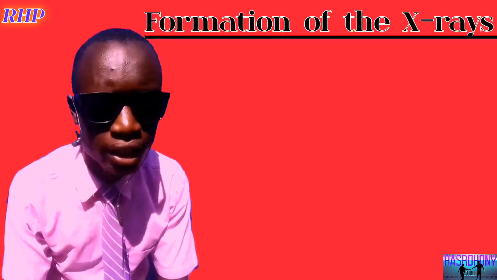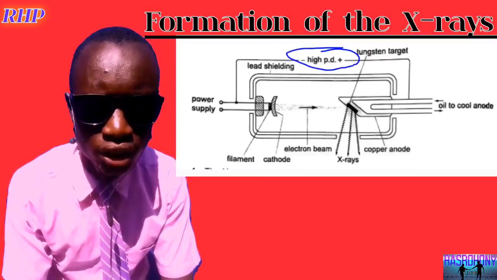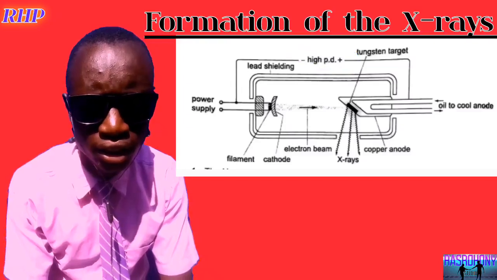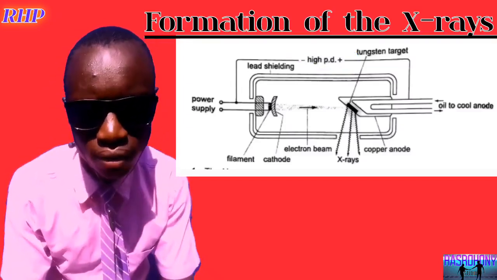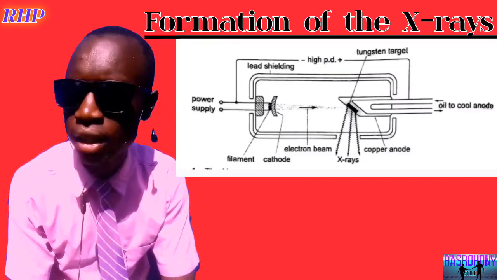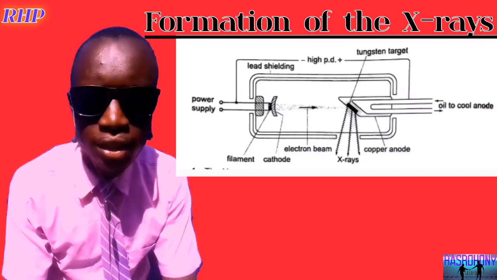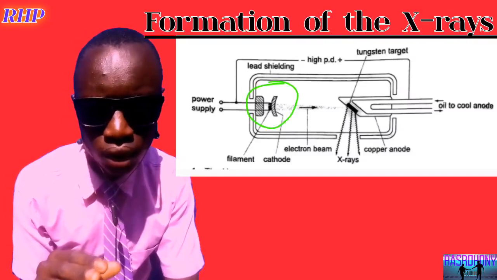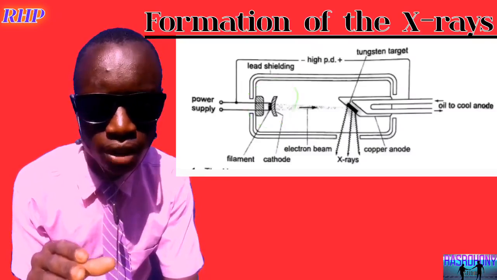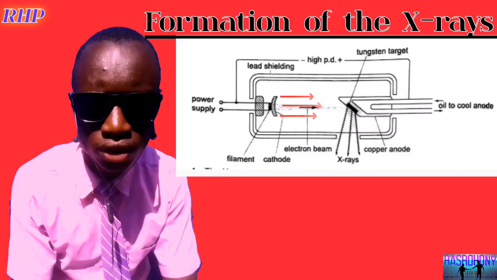You first apply a high voltage AC, alternating current. You need to have a step up so that you have the high voltage in order to emit more electrons. The filament on the cathode is heated to emit those electrons.